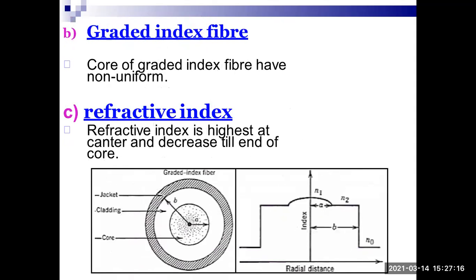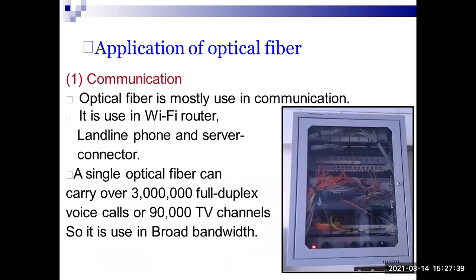In the gradient index optical fiber, the core is not uniform. What is the meaning of this non-uniform? Here the refractive index is highest at the center and decreases as you go toward the edge of the core. It means that the refractive index changes from one end to the other. So this is the graded index optical fiber.